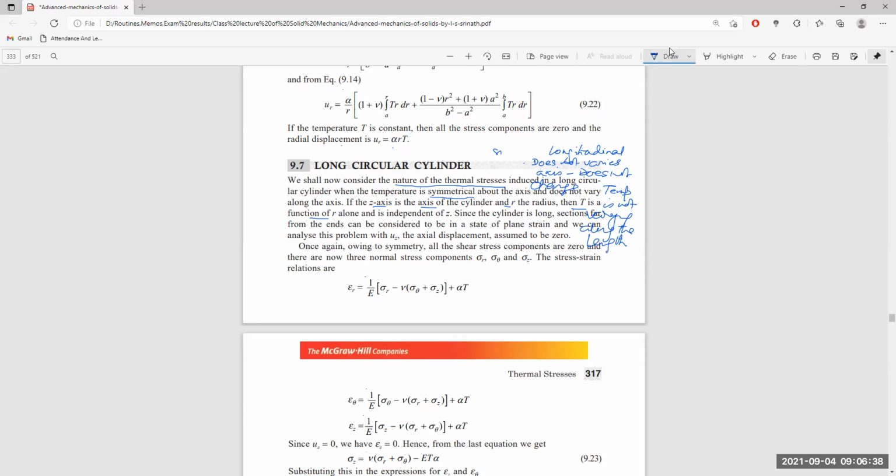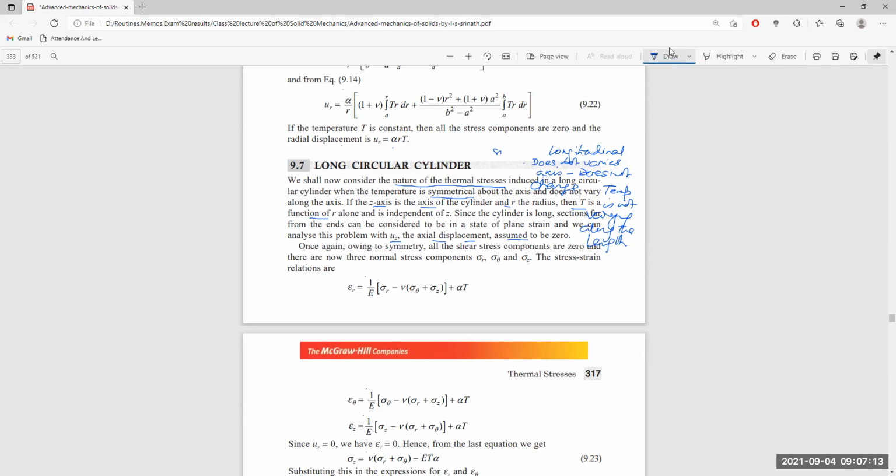Now, since the cylinder is long, sections away from the ends can be considered to be in a state of plane strain, and we analyze this problem with Uz, the axial displacement along the z-axis or longitudinal axis, assumed to be 0.